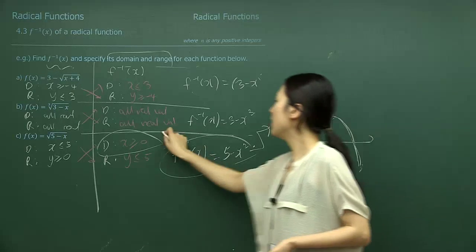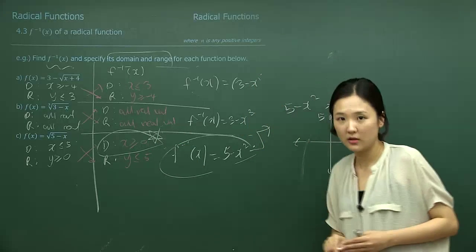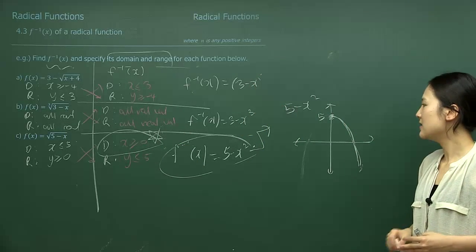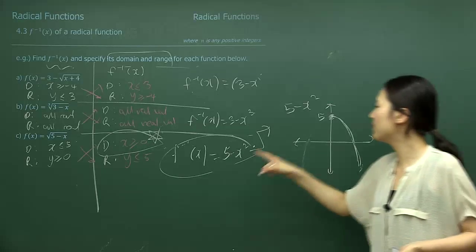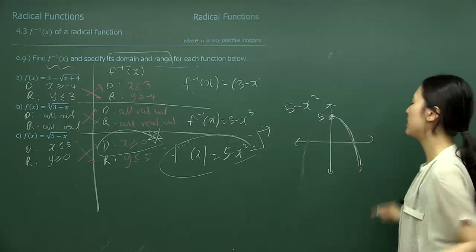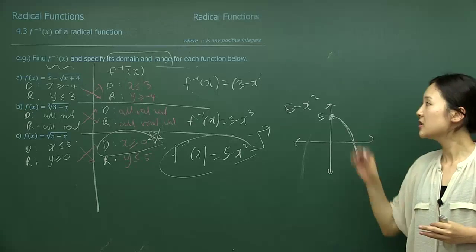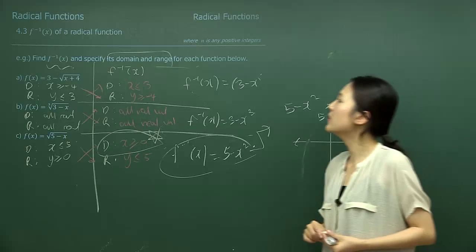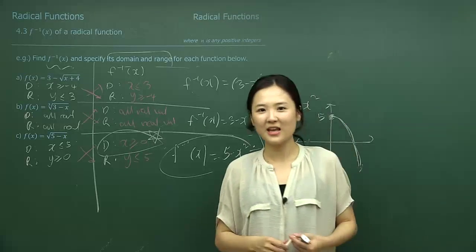The domain is really, really important. So don't forget this, and understand how to apply the domain to the inverse. You don't get the entire parabola, you only get half of it. So this is the end of radical functions today, guys. Thanks for listening.